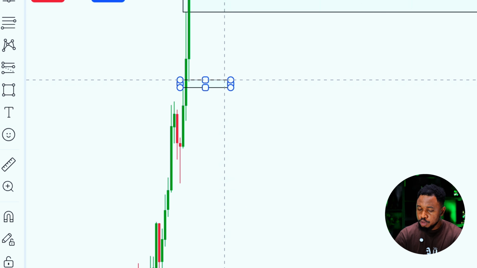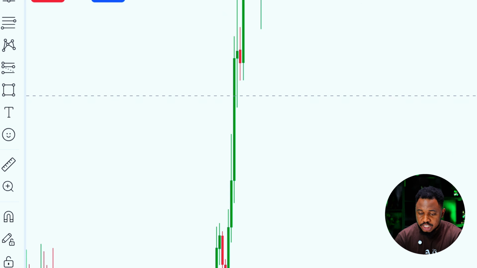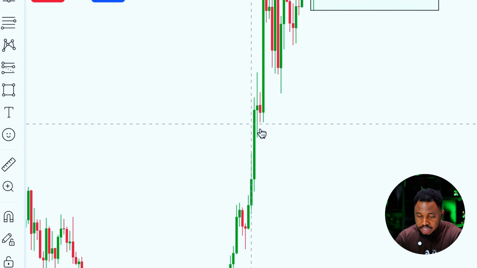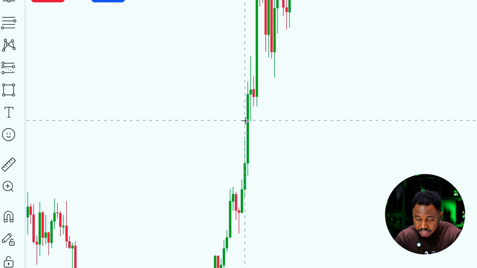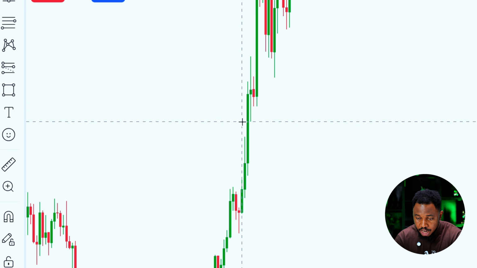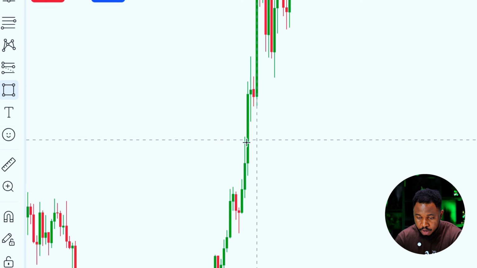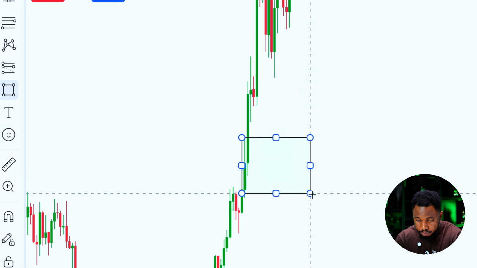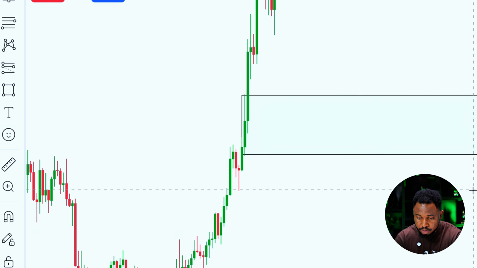Now what you term as the area you draw for your support or demand is basically the candlestick that led to that impulsive move. So for this one here, we have this candlestick, right? We have this gap, right? So which candle led to that impulsive move? Well, this candle here was responsible for that. You can draw that out to the downside.